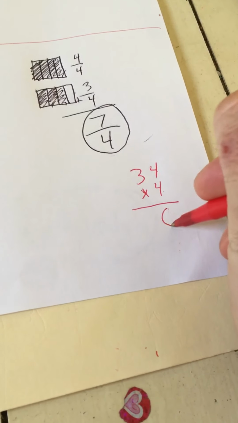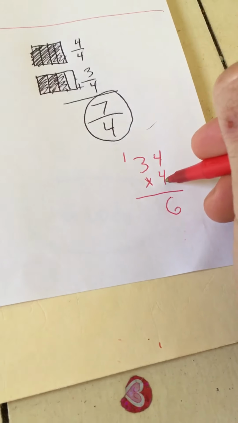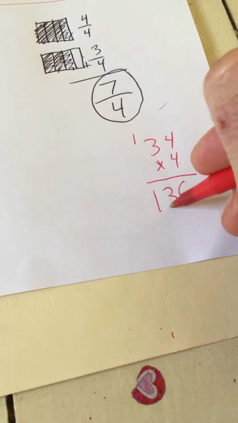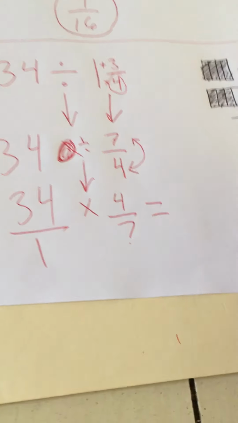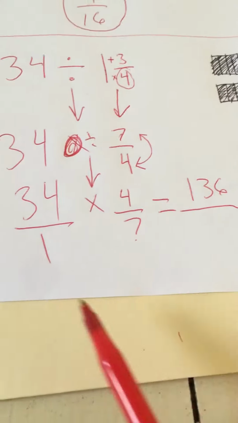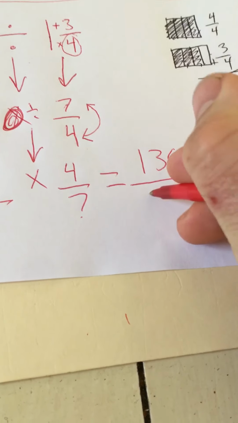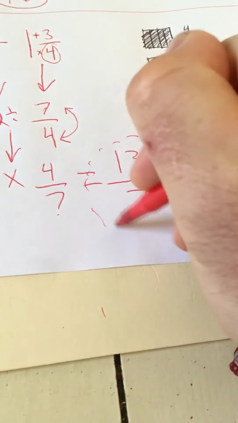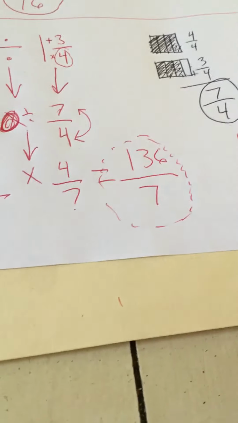4 times 4 is 16, so carry the 10. 3 times 4 is 12, plus 1 is 13 tenths, which is 136. So 34 times 4 is 136. In our denominators, 1 times 7 is 7. Now, not quite done yet, 136/7 is a division problem.